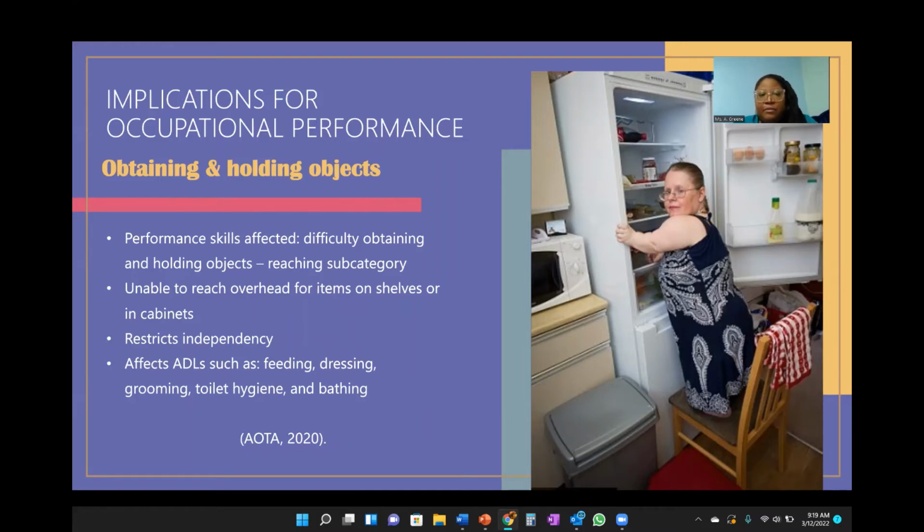People with skeletal dysplasia are not able to be independent because, for example, they need someone to reach things for them. They need someone to bring things closer into their reach. That's one of the big problems that people with skeletal dysplasia suffer from, is they're not able to be as independent as they'd like to be. It also can affect ADLs such as feeding, dressing, grooming, toilet hygiene, and bathing. Because of their short stature and their shortened limbs, it's difficult for them to do things like feed themselves or dress themselves, because you have to reach into the closet or reach down to pick up socks or shoes. So that can become very difficult.